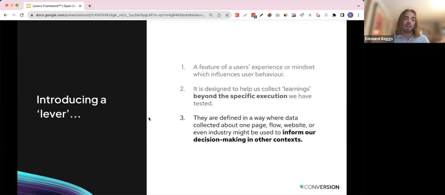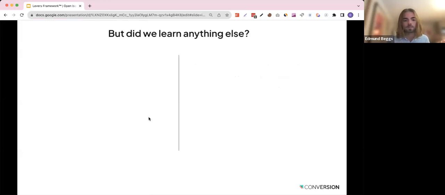They're defined in a way where data collected about any one-page flow, website, or even industry can inform decision-making in other contexts. And we'll see later on how we've used that not just to inform the prioritization strategy within individual programs, but how we collect data from experiments run across our client base to build up a large database that can generate really interesting industry-level insights and really give you a head start before you even have research that may be meaningfully informing you in your specific site context.